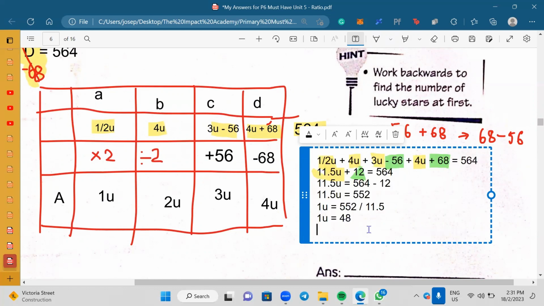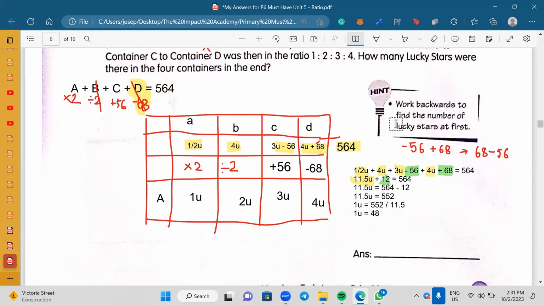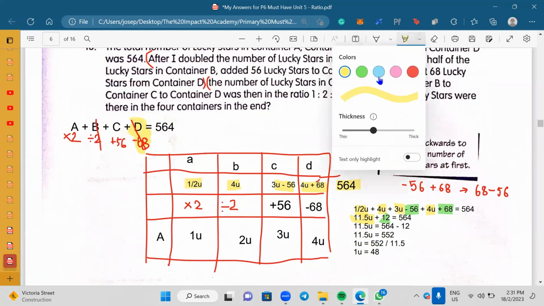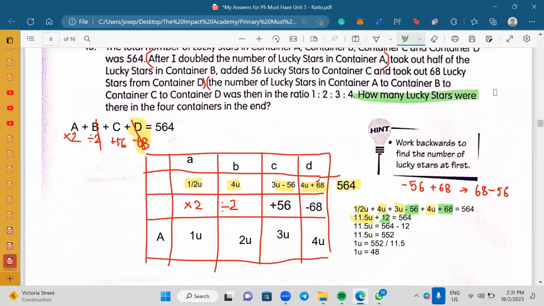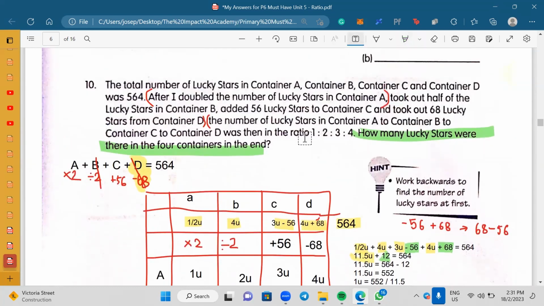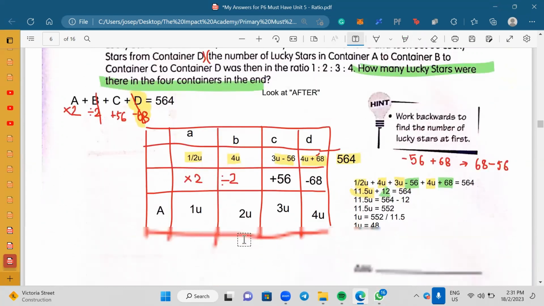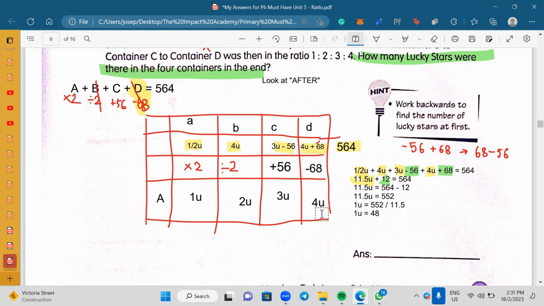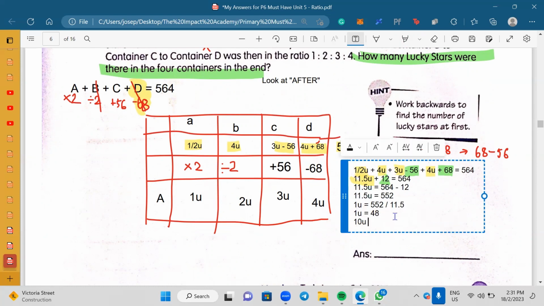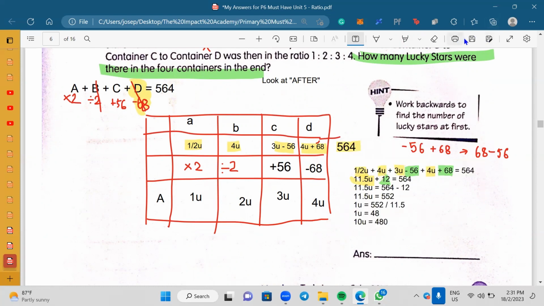How many of you understand? Don't write first, listen first, okay? Mr. Greenman is out. Read the question. There is a step-by-step strategy. You get me now? Don't rush into reading all the way until the last sentence. Understand? How many lucky stars were there in the 4 containers in the end? Look at after. You understand what I'm saying or not? 1, 3, 6, 10. 1 plus 2, 3. 3 plus 3, 6. 6 plus 4, 10. So 10 units is equal to 480. Am I making sense here? All right, and that's it for this question.